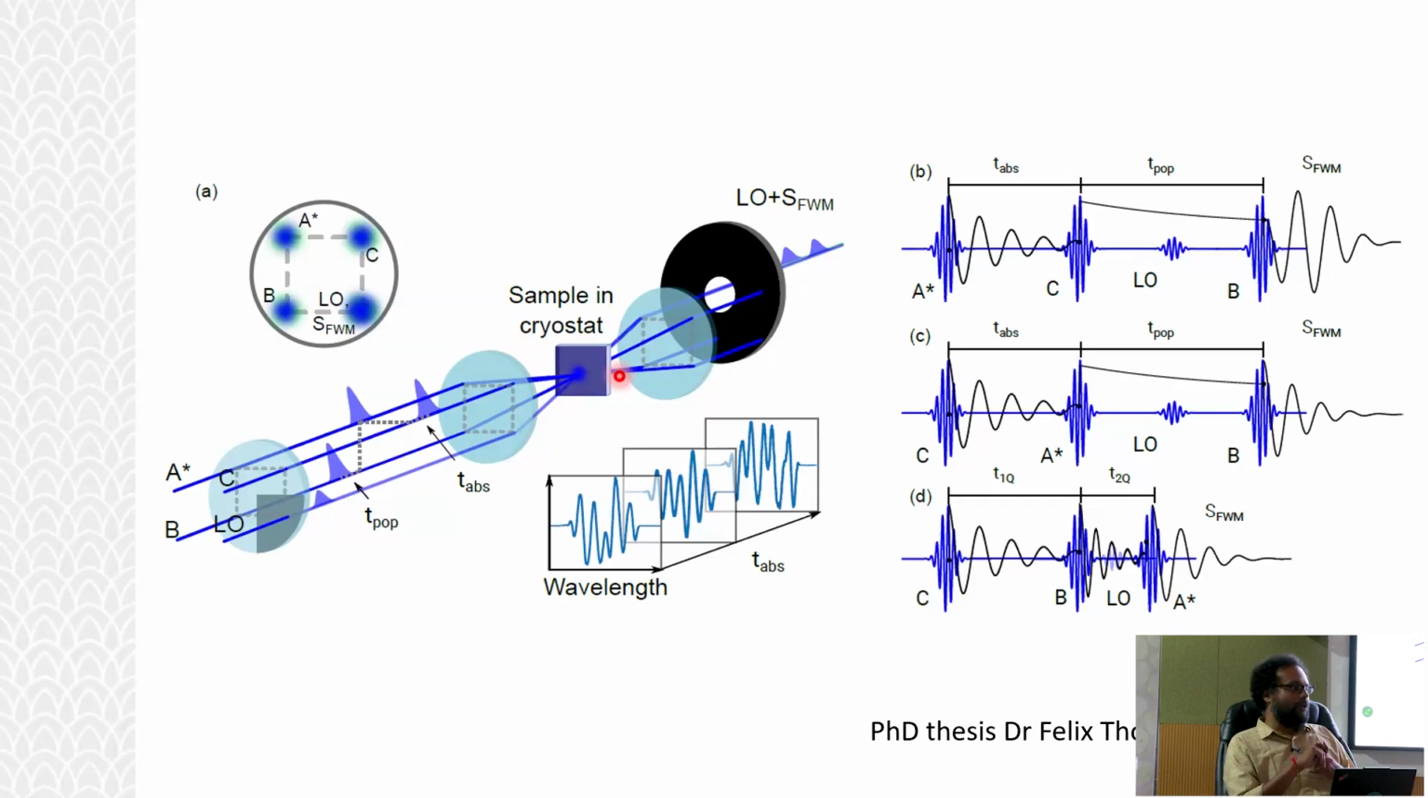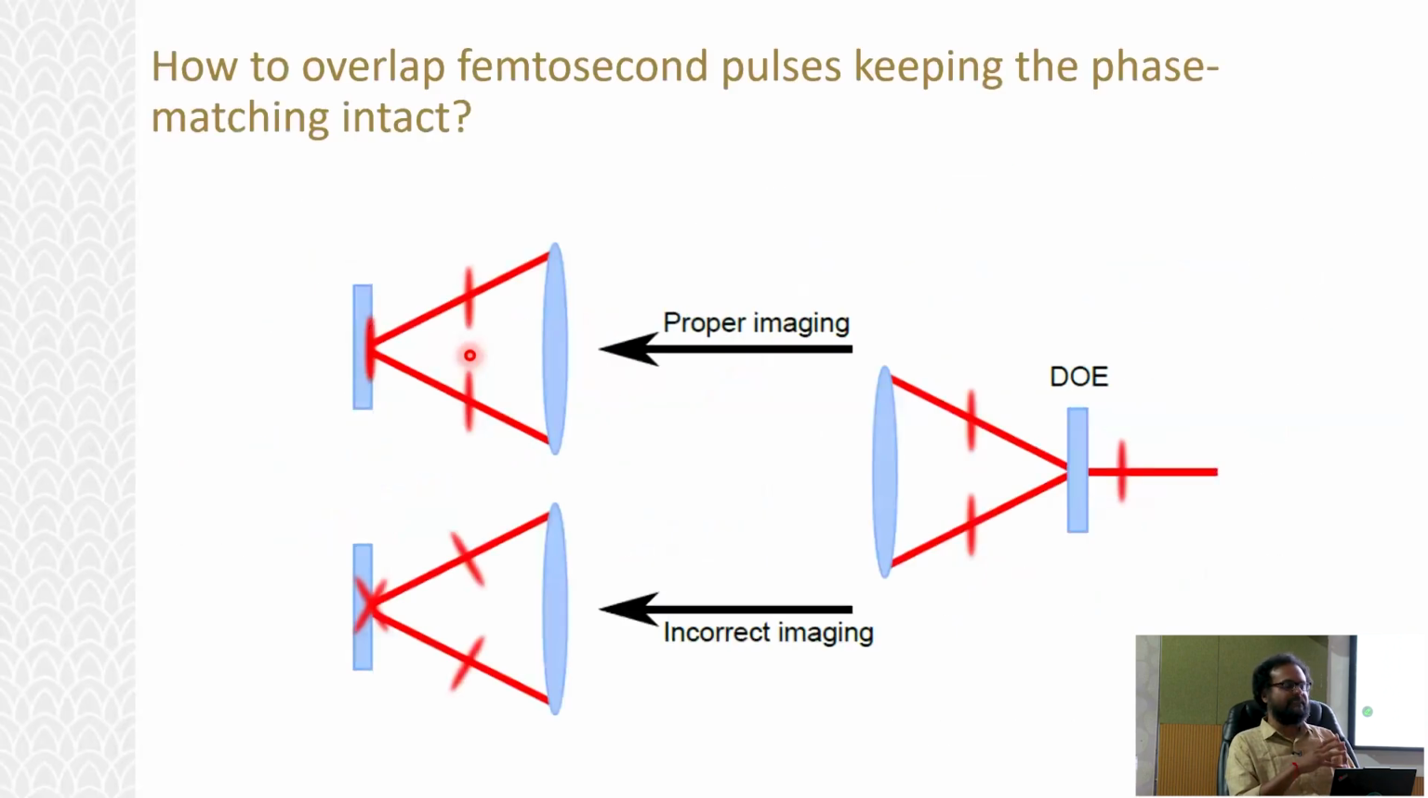The second thing I want to talk about is what are the various methods with which you delay one pulse with respect to the other. I'm going to highlight one particular method which we implemented. Okay, the first part: how do you overlap femtosecond pulses keeping the phase matching intact?